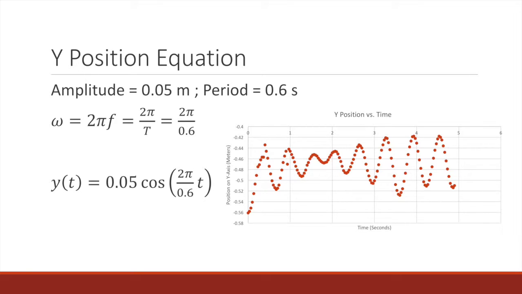Using my data, I estimated that the amplitude of the wave was 0.05 meters and that the period was 0.6 seconds. I calculated the angular velocity to be 2 pi divided by 0.6. Once again, a cosine curve was the best fit for my graph. Based on this information, I found the vertical position equation to be y of t equals 0.05 cosine 2 pi over 0.6 t.